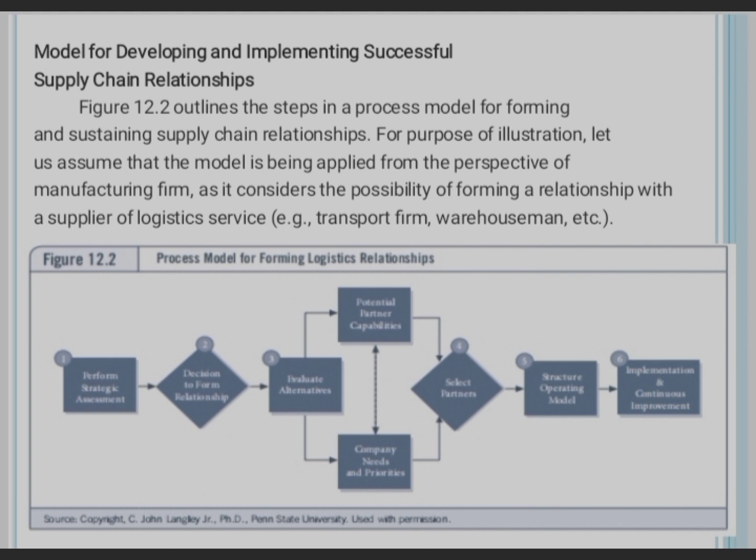Figure 12.2 outlines the steps in the process model for forming and sustaining supply chain relationships. For purpose of illustration, let us assume that the model is being applied from the perspective of a manufacturing firm, and this considers the possibility of forming a relationship with a supplier of logistics service, for example, a transport firm, warehouseman, etc. So, isa-isahan ako ni siya.